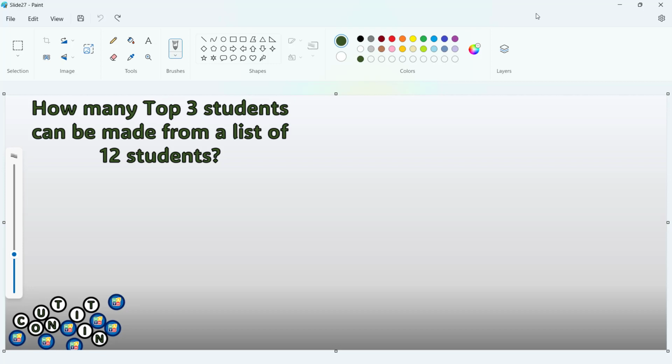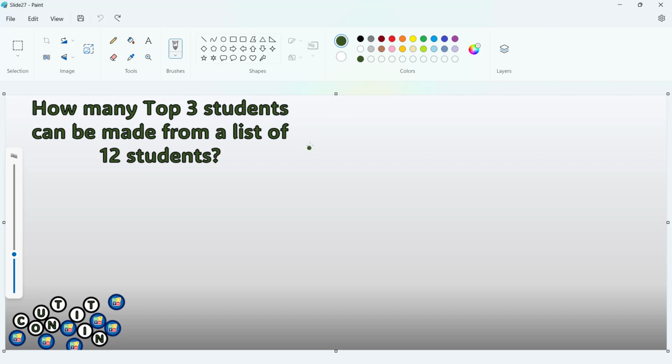Say for example, the top 3 students are student A, B, and C with no specific order. If you're going to announce student B, C, and A, or student A, C, and B, they are just the same top 3 students. Hence, those top 3 is just counted as one. But for permutation, we'll be counting them differently. Again, this problem is all about combination.